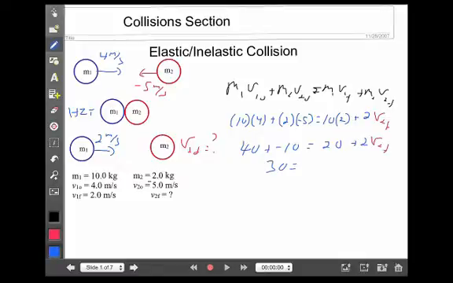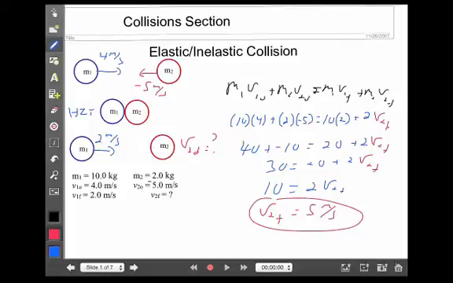This is 30. Subtract 20. And we end up with a final velocity of +5 meters per second. And now that makes sense in a couple of ways. One, the first one had a much larger momentum, so it was able to sort of carry through the collision and drive the other one back the other way.